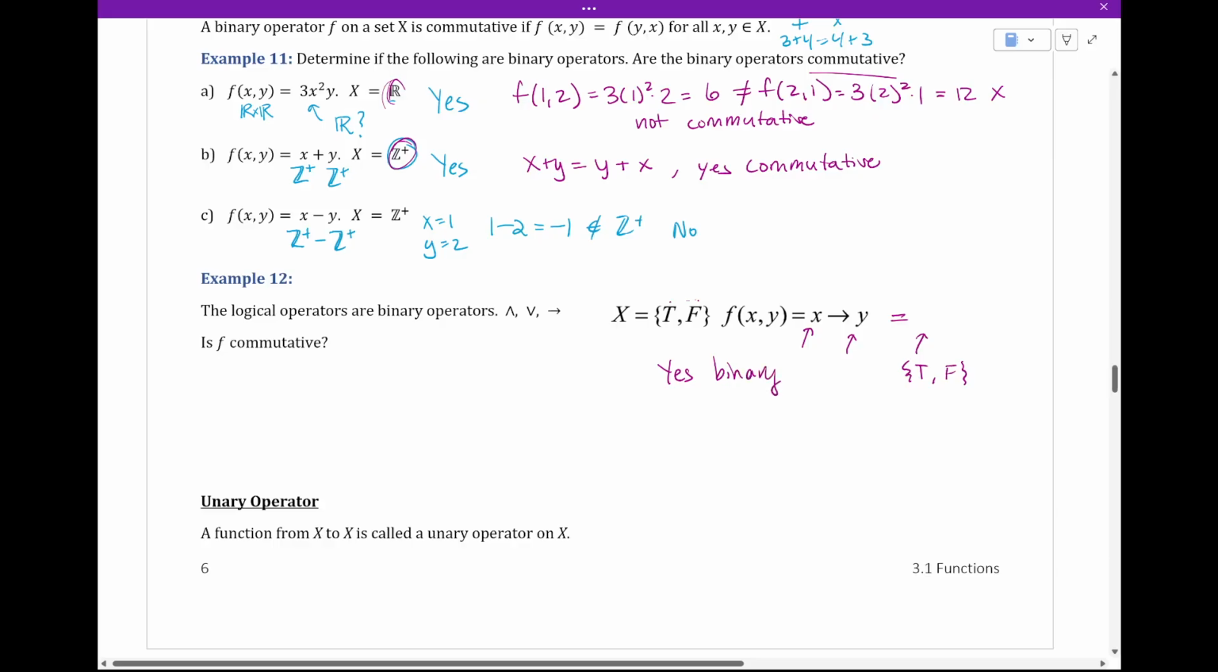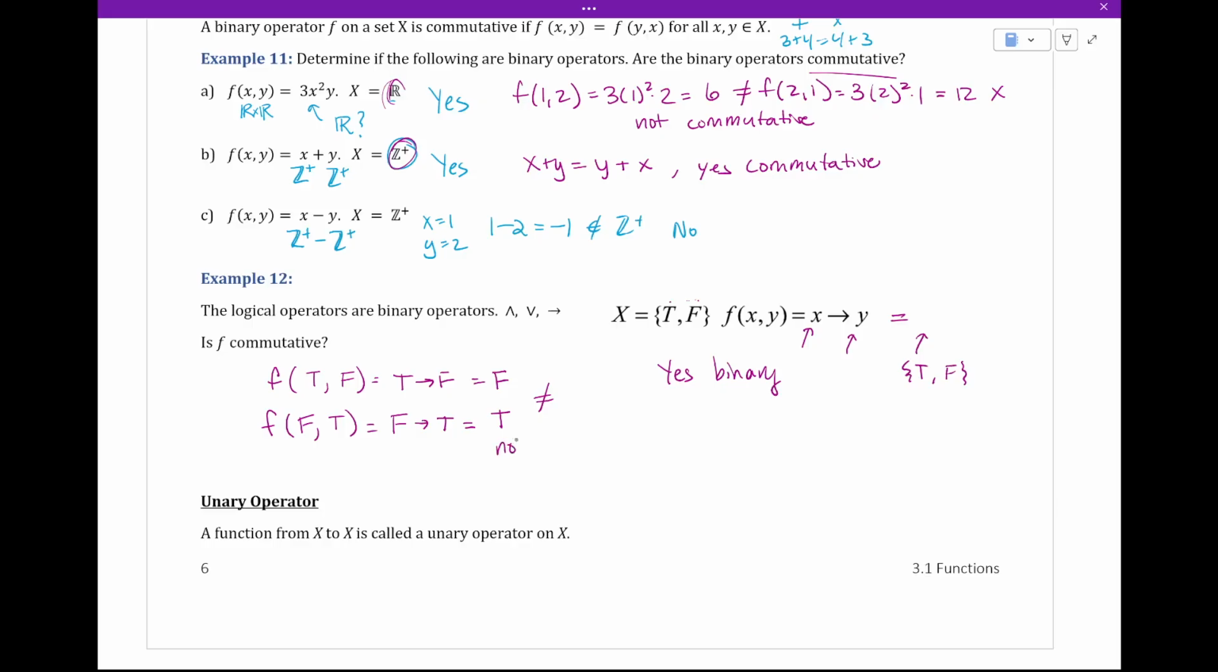But is it commutative? Let's take a look at, what if I evaluate my function at values true and then false? Then that's going to be true implies false. And that is actually false. What about evaluating my function at false and then true? So this is the opposite of this. False implies true. What truth value does that have? True. These two are not the same, so it is not commutative.